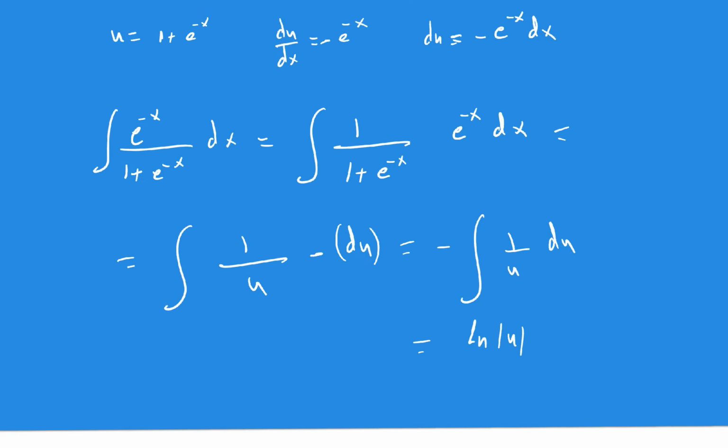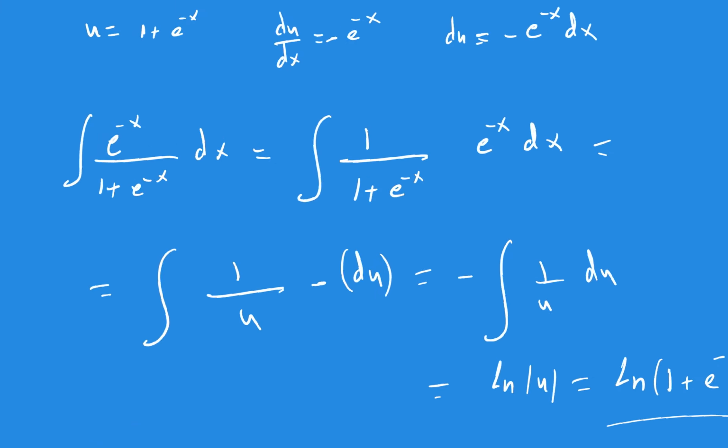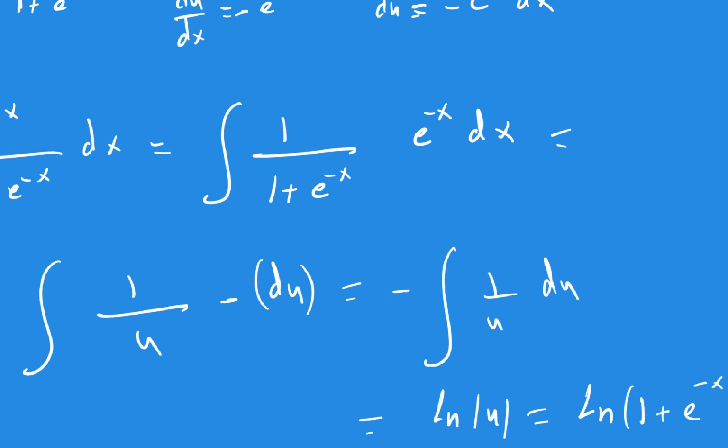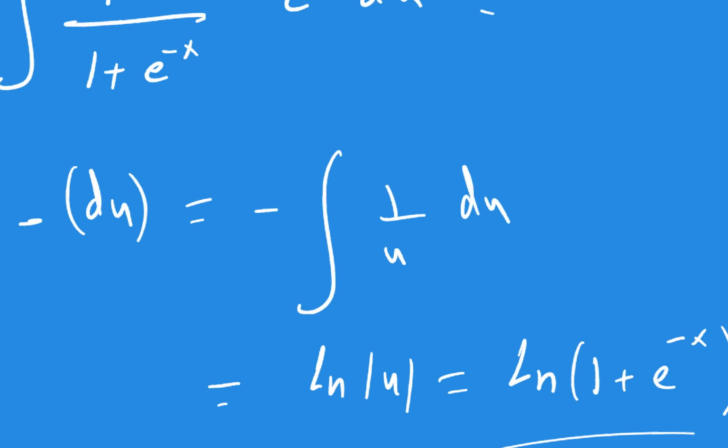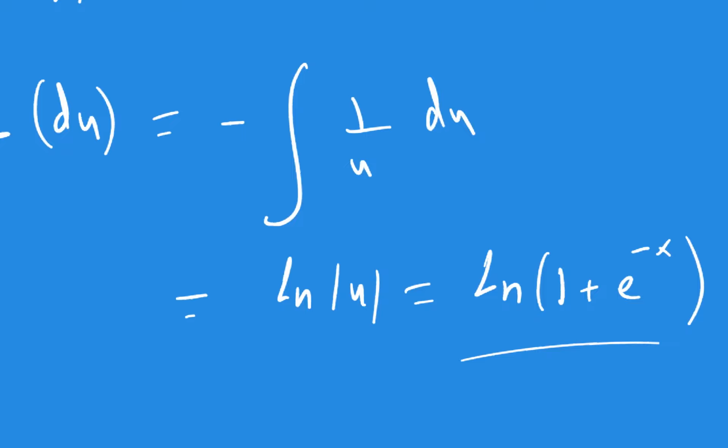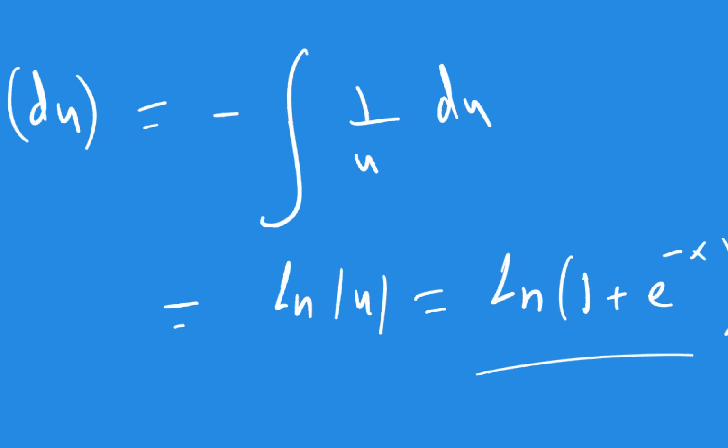So what is the integral? The integral is equal to the log of u, the log of 1 plus e to the minus x. So let's take the derivative to check if this result is okay. If I take the derivative of the log of 1 plus e to the minus x, it should be the integrand. Let's check it.